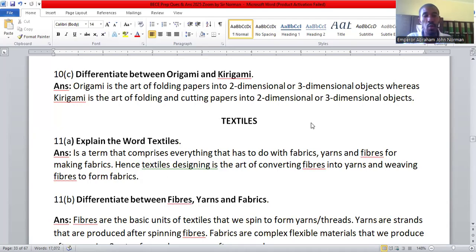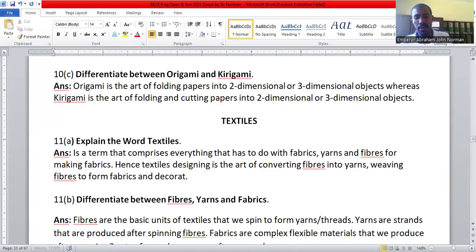Now, the question says, explain the word textiles. Textile is a term that comprises everything that has to do with fabrics, yarns, and fibers for making fabrics. Hence, textiles designing is the art of converting fibers into yarns and weaving fibers to form fabrics and also decorating fabrics. So that is it.